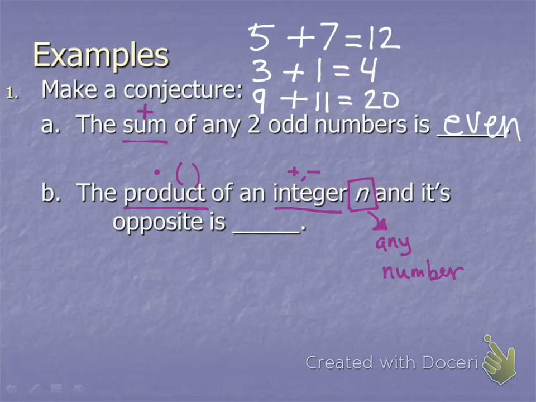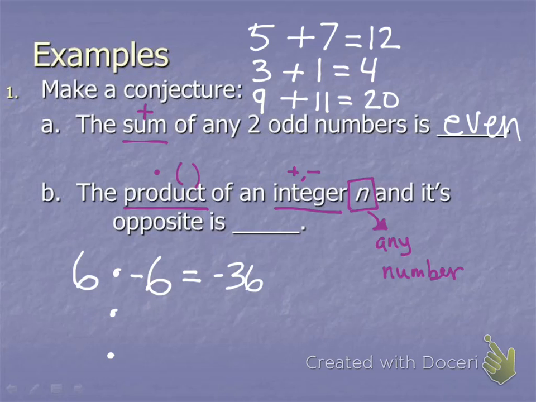Alright, part B, we are going to be multiplying, so I'm going to set up 3 lines of a multiplication problem. I'm going to use the dots. Someone give me a number, N. Give me an N. 6. What's the opposite of 6? Anyone know? Negative 6. What is 6 times negative 6? Negative 36. Good. Okay, that's one example.